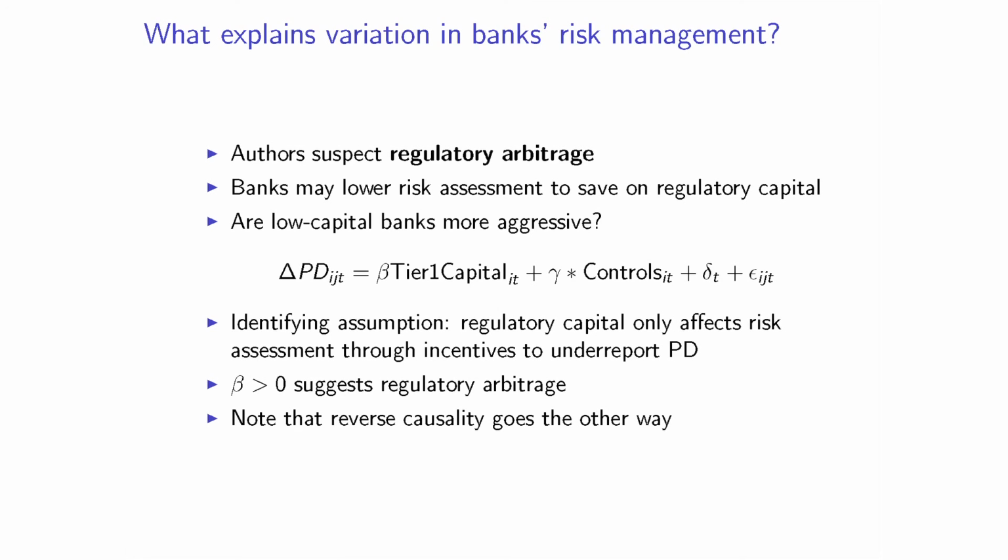The identifying assumption here is that this regulatory capital only affects the risk assessment through its incentive to underreport this probability of default. Okay? And if they find the beta being greater than 0, I think they sort of say that suggests regulatory arbitrage. Now, I want to point out, even if they found the beta equal to 0, you wouldn't necessarily be able to reject that. Okay? That's sort of this issue of reverse causality. If I'm really good at this and I report very good numbers, well, I'm going to have a high tier 1 capital. I'm going to look like a bank who is actually reporting higher probability of default. Okay? So clearly banks, and this is also in regard to the other discussion, they don't do enough of this. If they could go even further, you wouldn't even find that relationship.